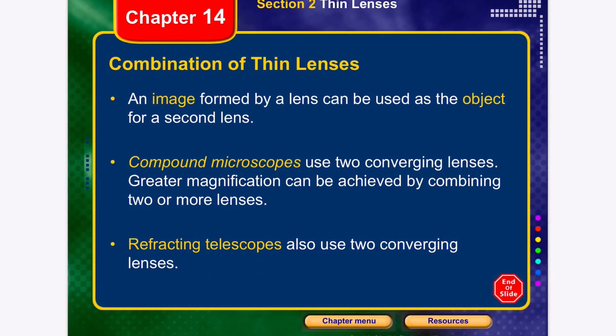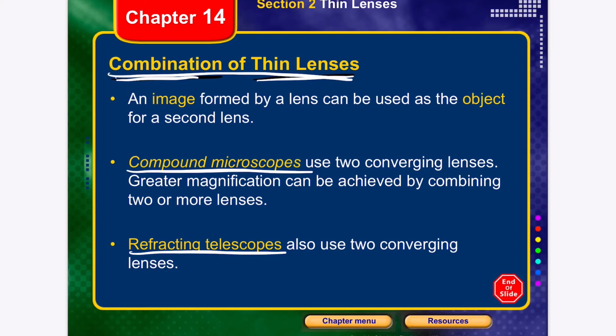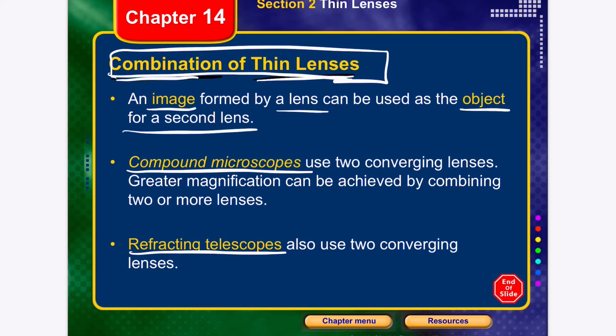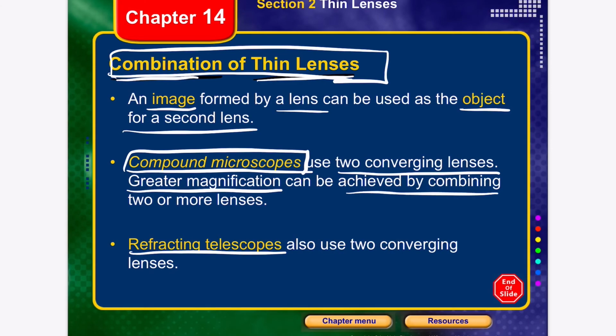Next, the devices that are commonly used to detect small objects. An example of that would be compound microscopes and refracting telescopes. Compound microscopes and refracting telescopes use a combination of thin lenses. What happens here is the image formed by one lens becomes the object for the second lens. So by using two converging lenses, a compound microscope has a greater magnification, and that can be achieved by combining two or more lenses. How does this work?